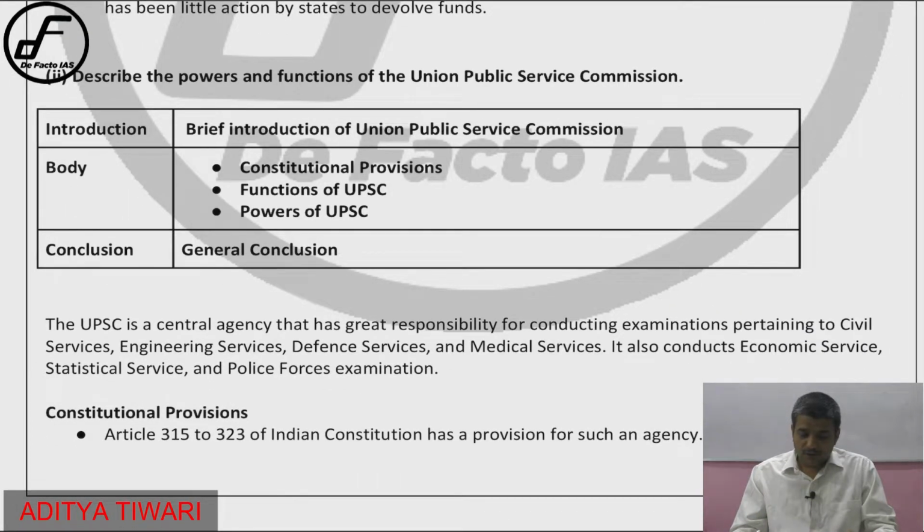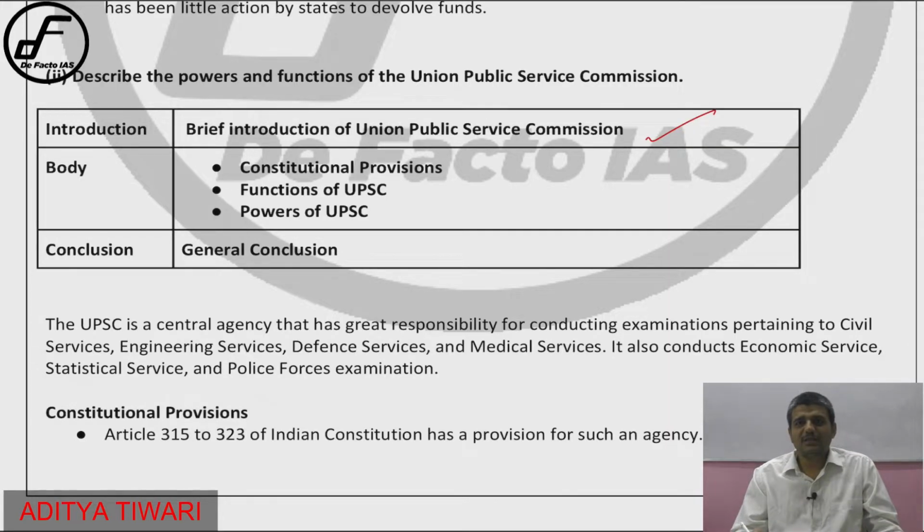Now let us talk about: describe the power and function of the Union Public Service Commission. Here you have to simply cite articles, these are the powers and functions, right? You cannot separate power and function, so there is no specific power which is not also a function. So you write both of them together, but if you want you can write them separately, though it will be somewhat repetitive.